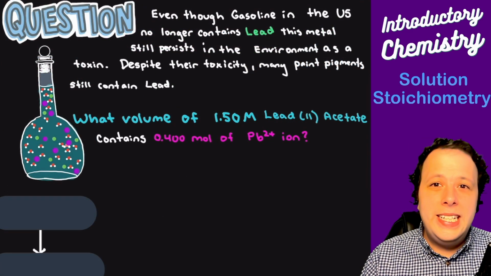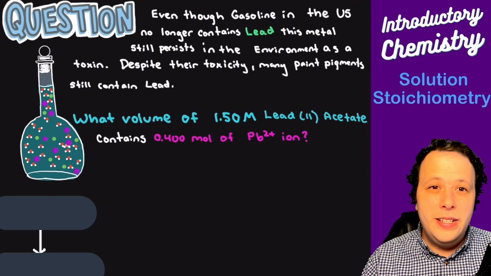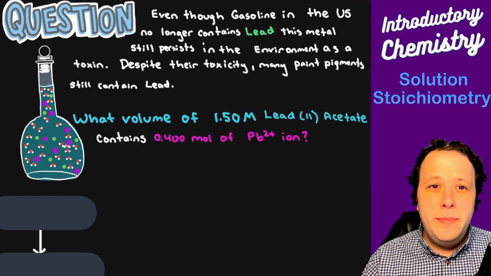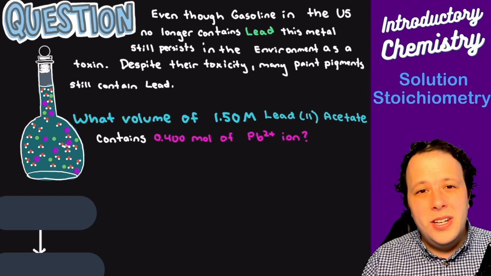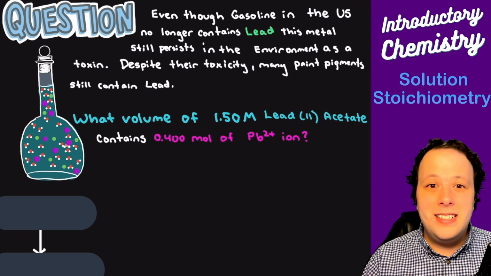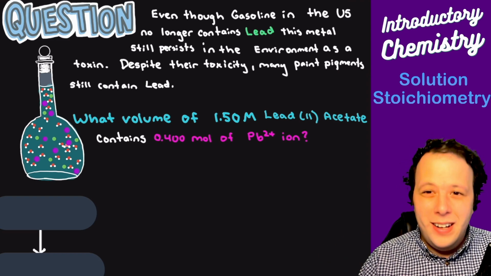Even though gasoline in the US no longer contains lead, this metal still persists in the environment as a toxin. Despite its toxicity, many paint pigments still contain lead. What volume of 1.50 molar lead(II) acetate contains 0.400 moles of lead 2+ ion?